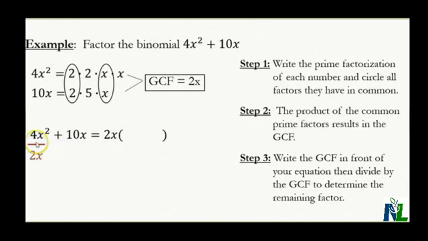So here we will multiply the first term by 2x. 4x squared divided by 2x gives you 2x. Next, divide positive 10x by 2x to get positive 5. So this is the factored form of the binomial 4x squared plus 10x.